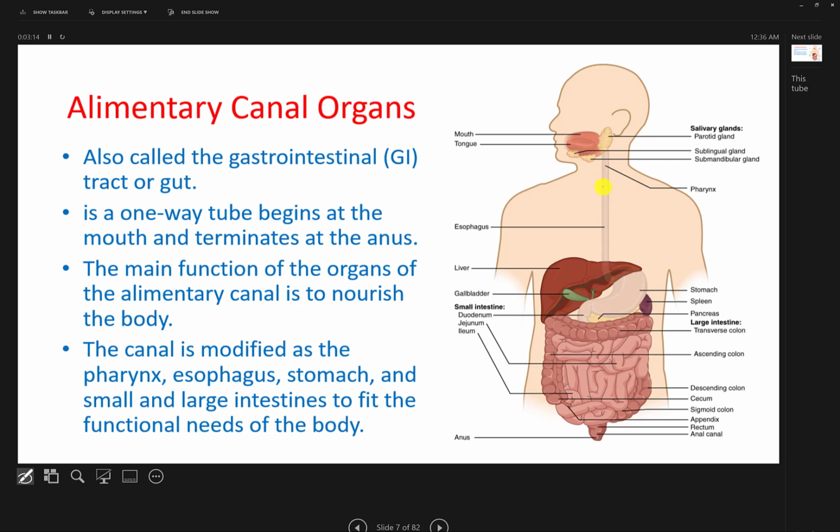For this alimentary canal, sometimes we call it the GI, the gastrointestinal tract, or the gut. And as we said, it's one way and with two openings. There is the opening in the mouth and there is the opening in the anus. So this is one long continuous canal all the way down. And through the different organs that the food is passing through, we will have different processes for dealing with it.